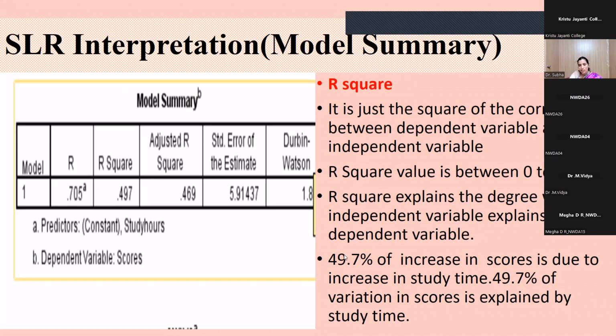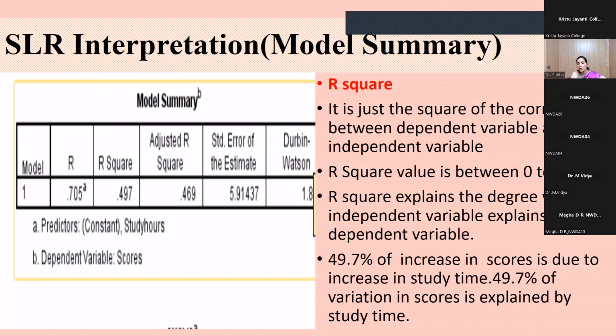In our case, 49.7% of the variation in the scores, that is the proportion of variation that happens in the dependent variable, the score, is explained by the study time.